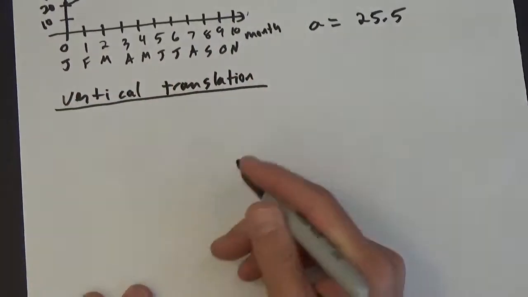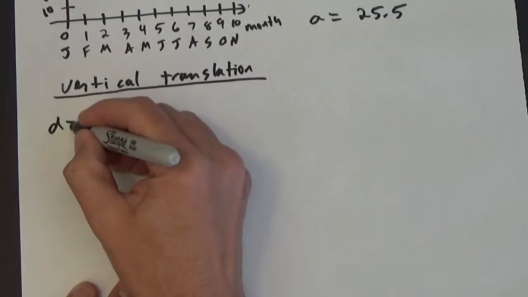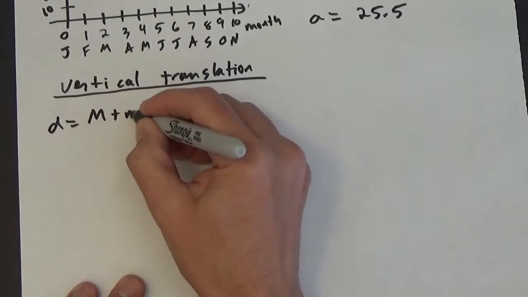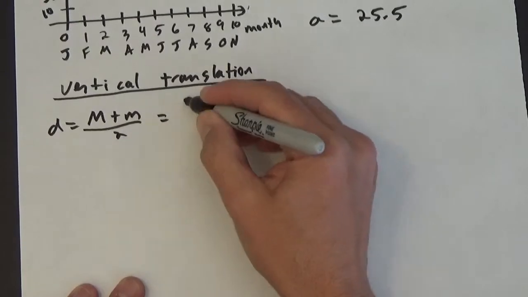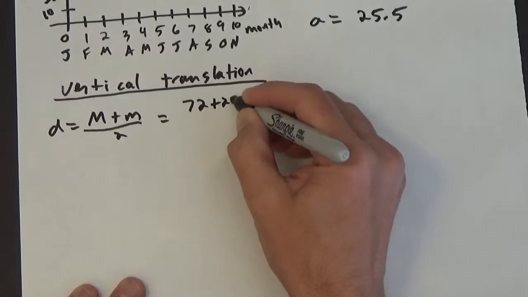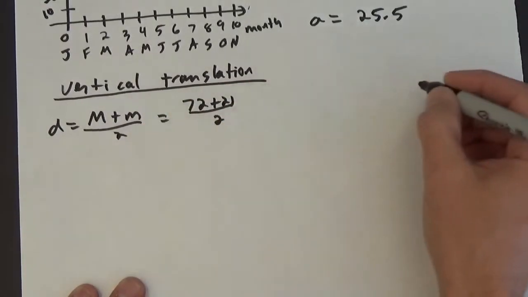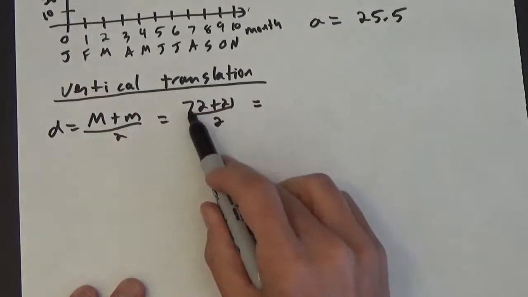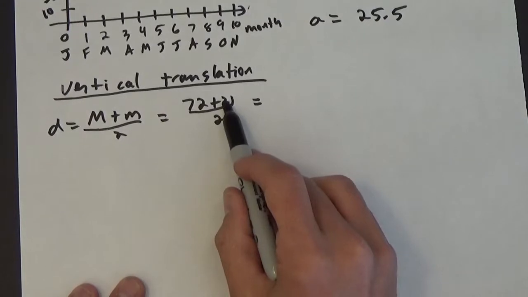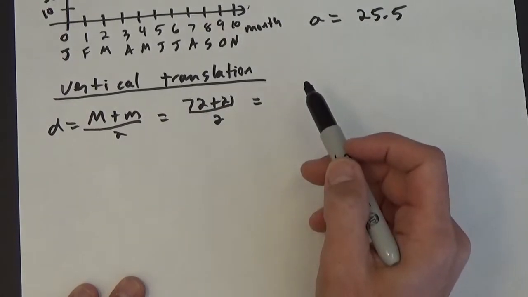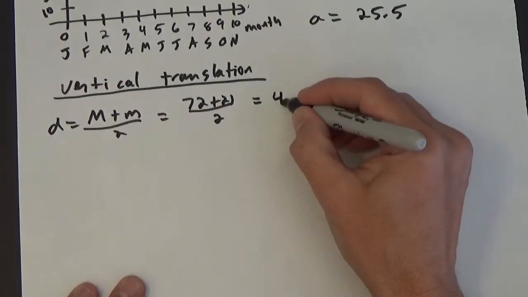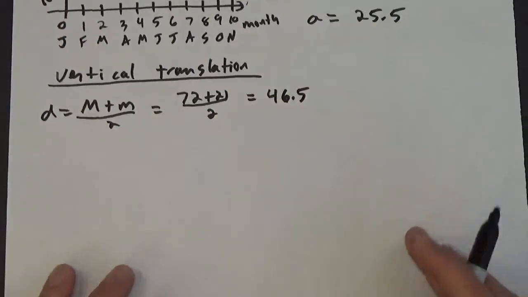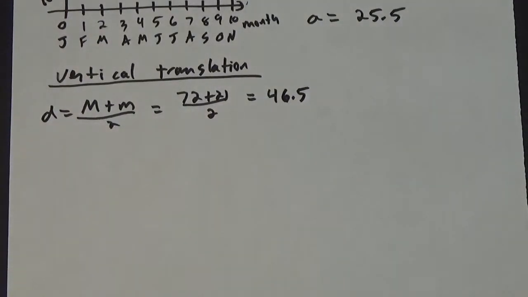So our vertical translation is just D equals capital M plus little m over 2. So that's 72 plus 21 over 2. So this ends up being 93 divided by 2. So that's 46.5. Good.